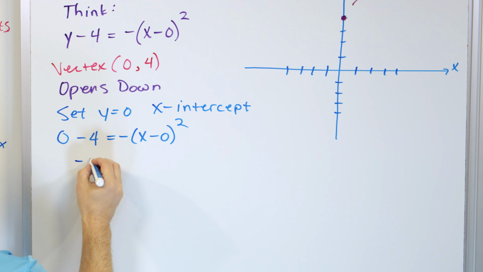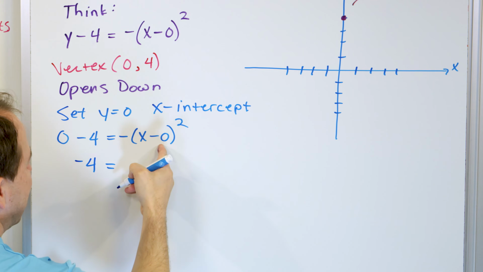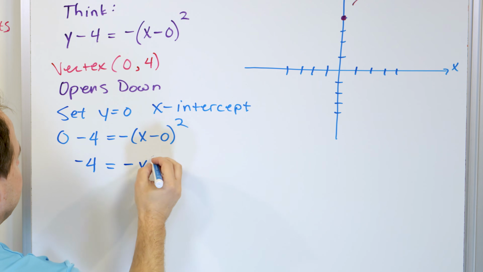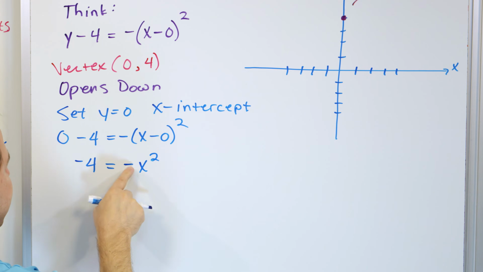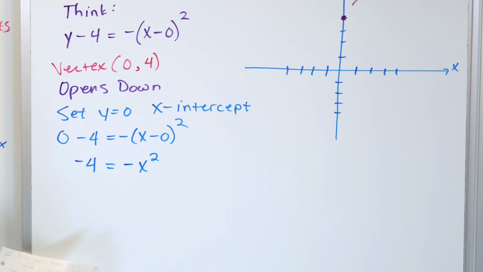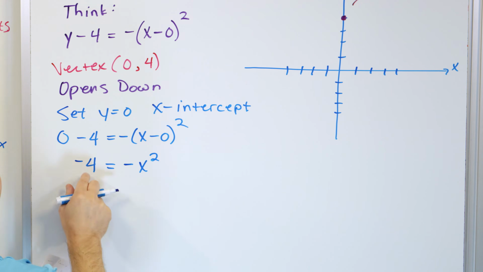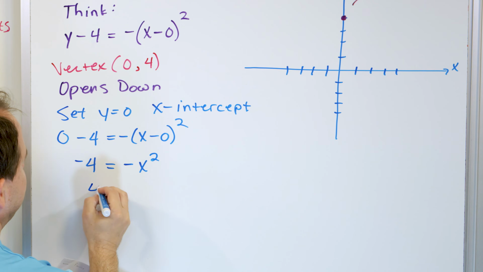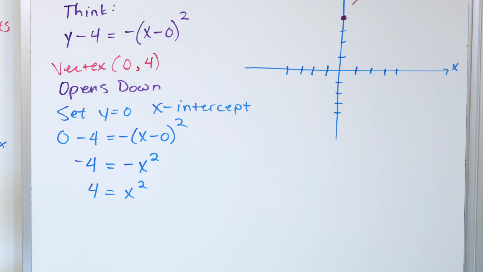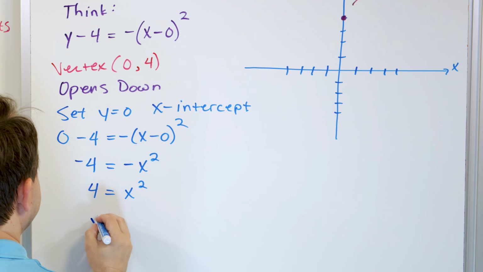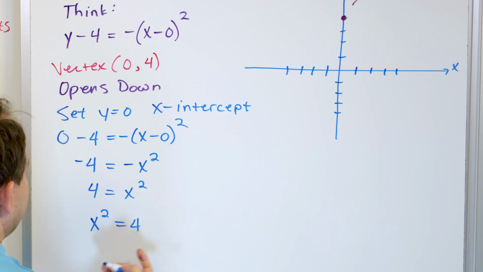We have -4 on the left, and then this is x minus 0, so we just write it as negative x squared. And then we have a negative sign and a negative sign. We can divide both sides by -1, right? So I divide this by -1, this by -1. I'm going to get a +4 and a positive x squared here. Just divide both sides by -1. And let me flip it around to make it easy to see. X squared is 4.